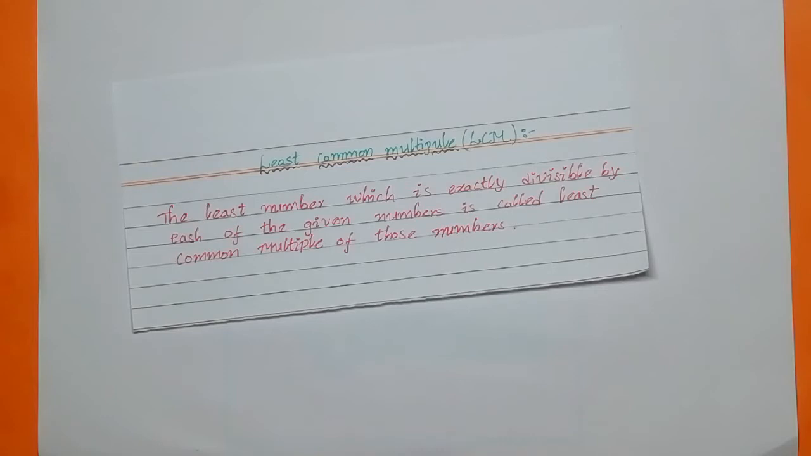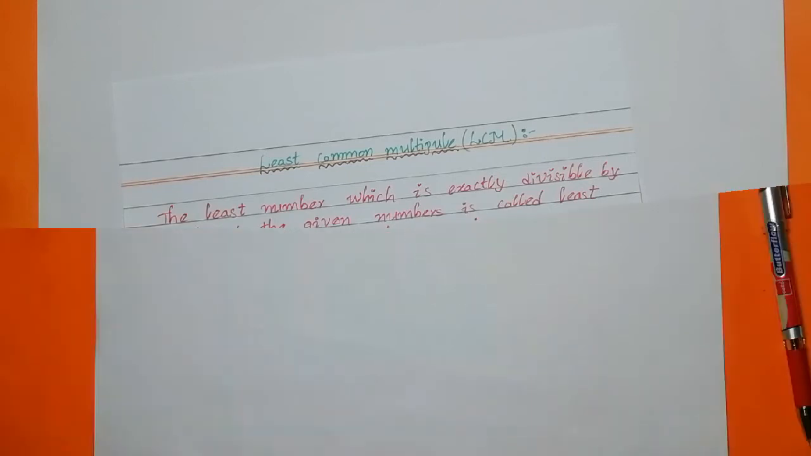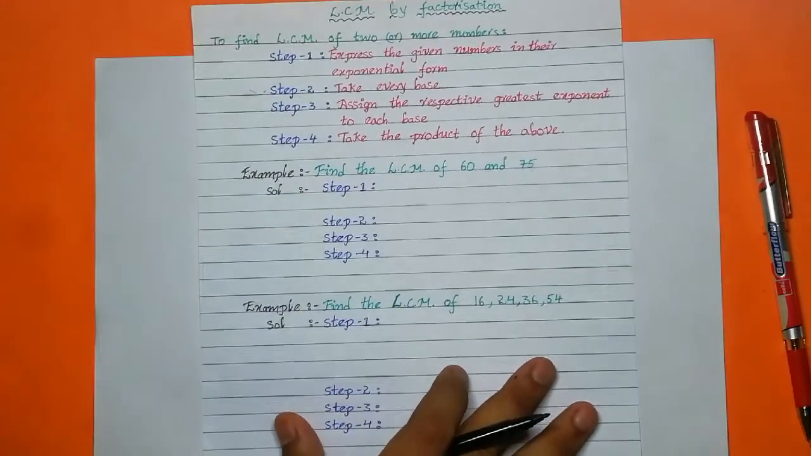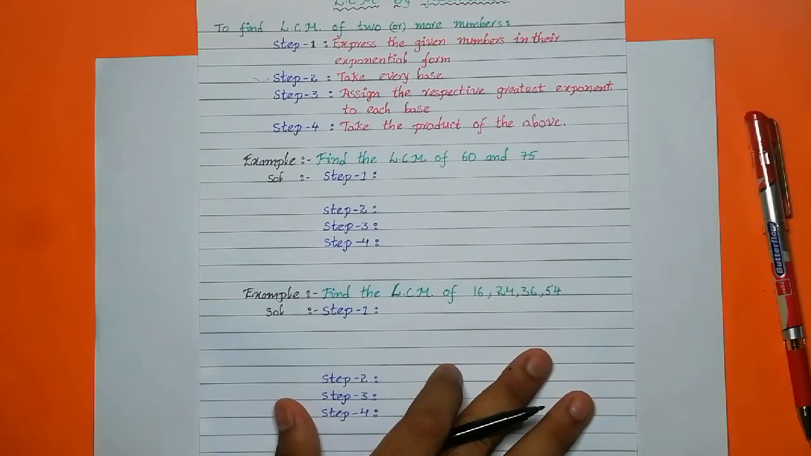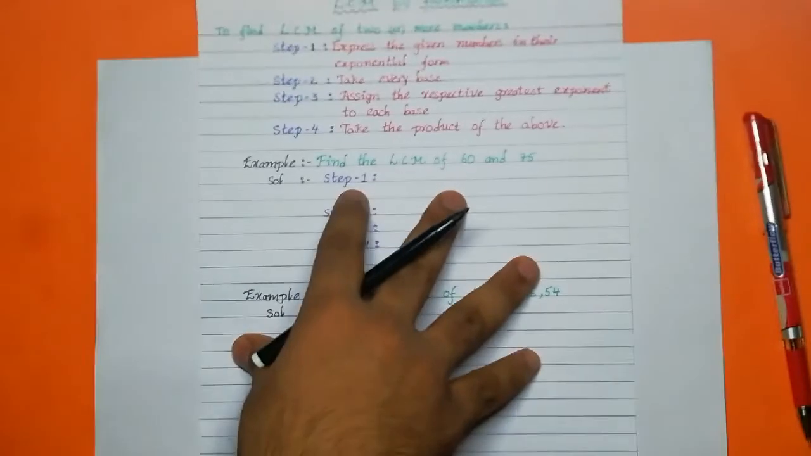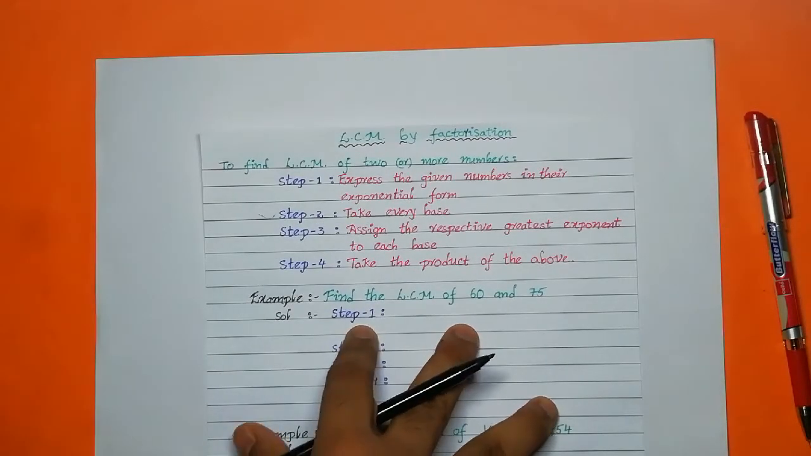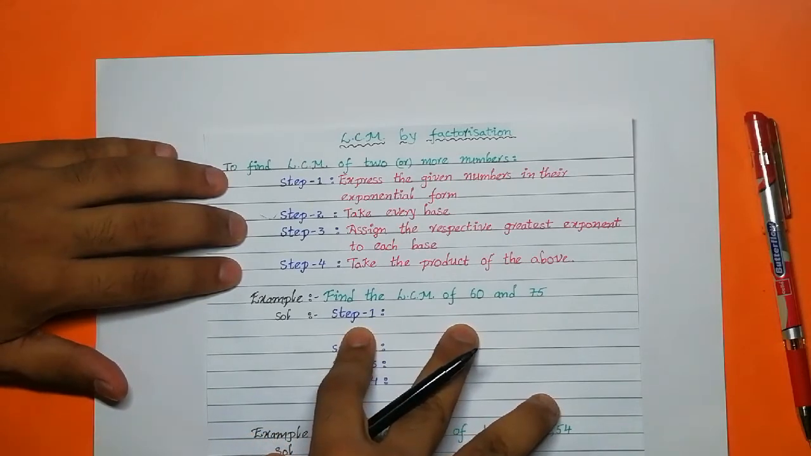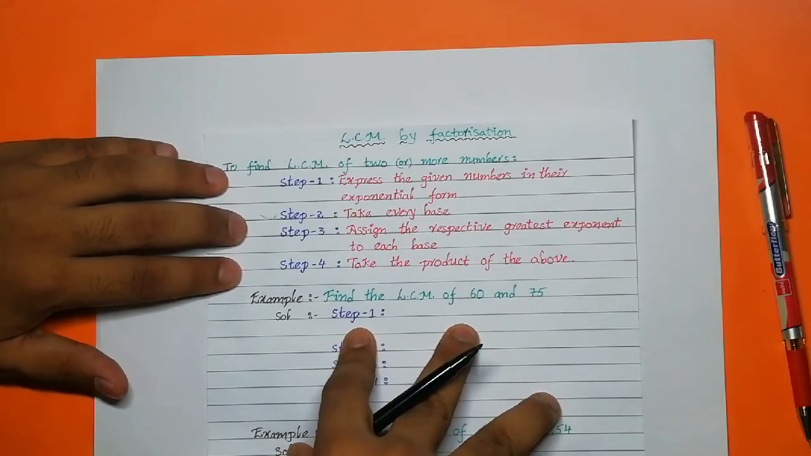Okay friends, let us move into examples. To find the LCM by factorization method, before going into examples, we have to remember the 4 steps to find the LCM of given numbers. In the first step, express the given numbers in their exponential form. That means first we have to find prime factors by prime factorization method.